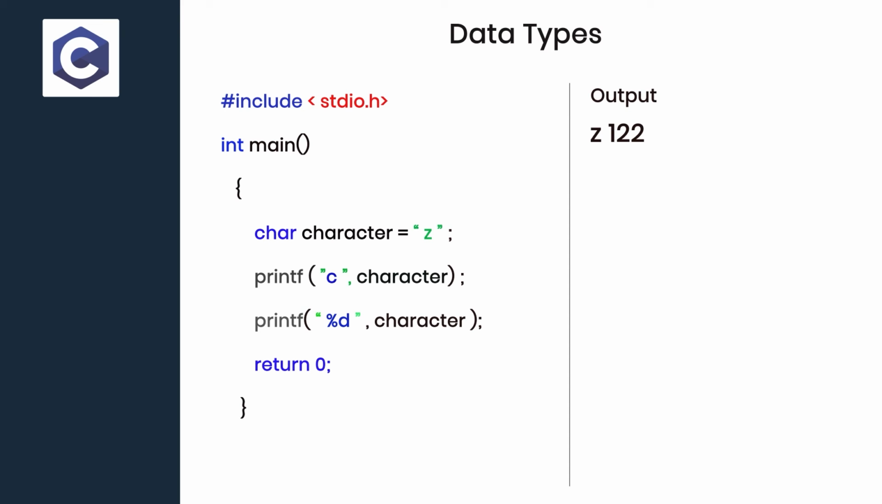So when working with characters, we need to remember just three things. One, we use single quotation marks for characters. Second, to print a character, we use the %c format specifier. And third, characters are internally stored as integers.